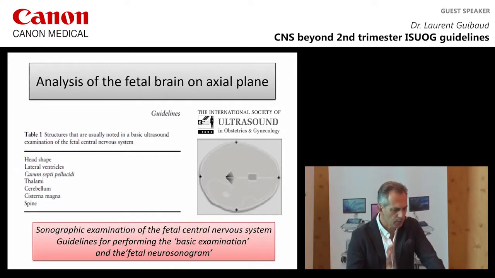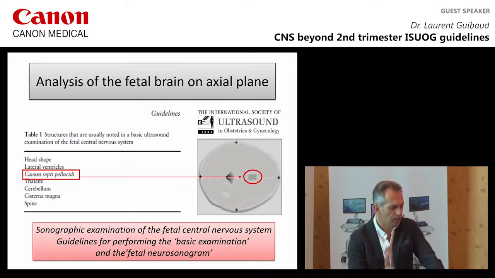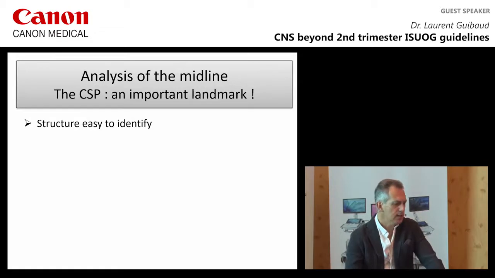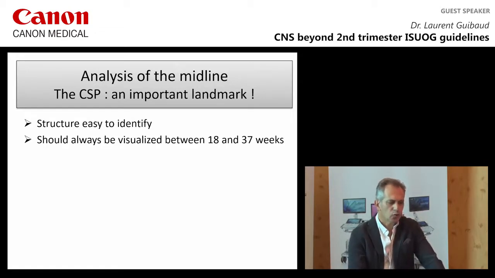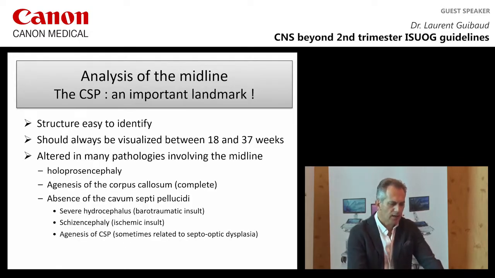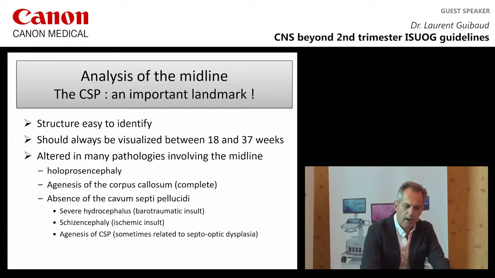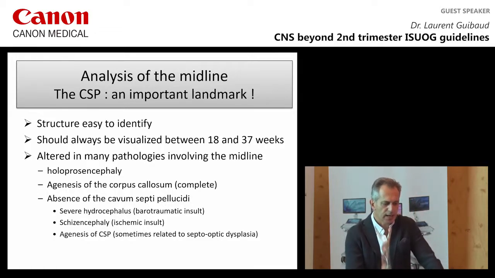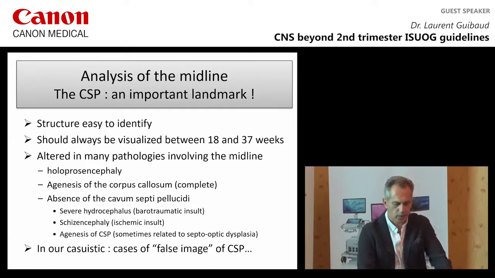You know that the cavum septum pellucidum is a very important item to be sure of the integrity of the midline. It's easy to identify, for sure. It should always be evaluated between 19 and 37 weeks, and it's altered in many pathologies involving the midline: holoprosencephaly, agenesis of the corpus callosum in complete form. Absence of the cavum septum pellucidum is also encountered in severe ventriculomegaly, schizencephaly, and congenital agenesis of the corpus callosum, sometimes related to septo-optic dysplasia.